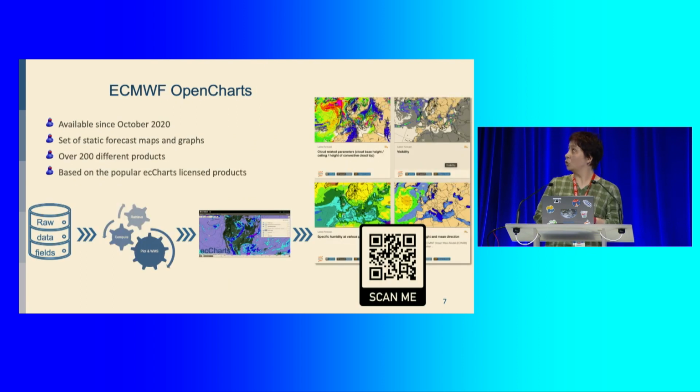So I just want to show you a little bit about these open charts, just for you to know what my notebooks will talk about. These are available since October 2020. It is a set of static maps, and there are a bit more than 200 of them. When we run a model, we have these raw fields in grid files, and then we need to do some computing and processing in order to produce them.